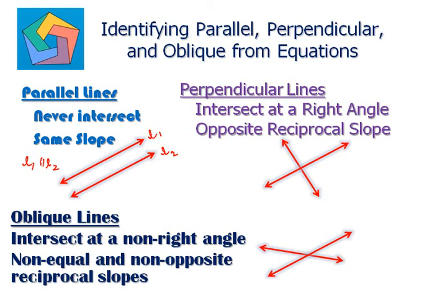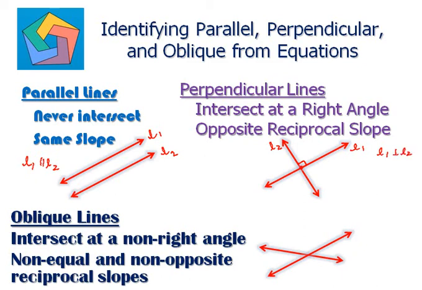Perpendicular lines intersect at a right angle and they have opposite reciprocal slopes. This is the right angle they are intersecting at. Suppose this is L1, this is L2. We can say L1 is perpendicular to L2.